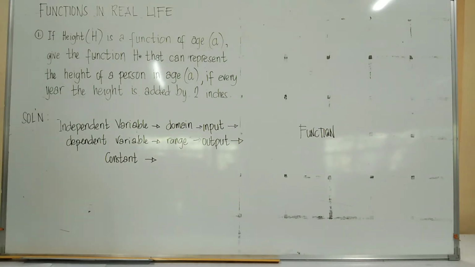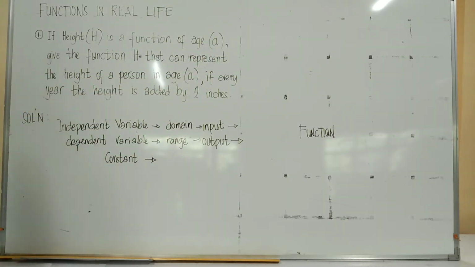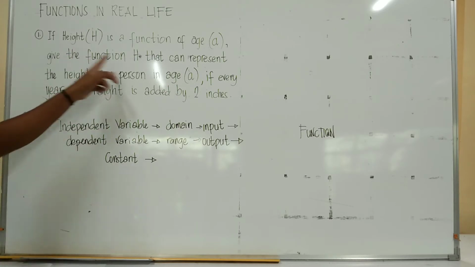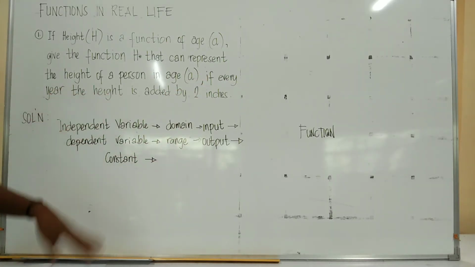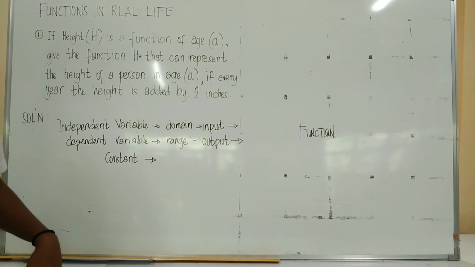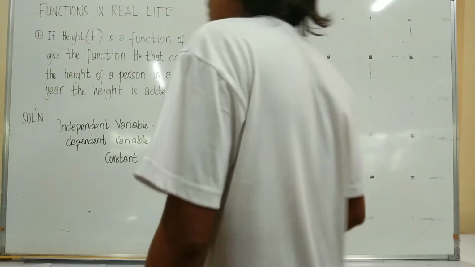Example number one: if height h is a function of age denoted by a, give the function h that can represent the height of a person at age a if every year the height is added by 2 inches. On the board we have your solution.